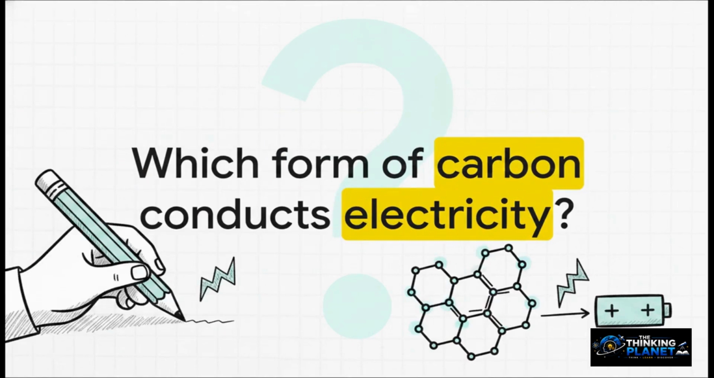Which nonmetal form of carbon is a surprising conductor of electricity? Remember our rule, nonmetals are usually insulators. But this specific item, you might literally be holding it in your hand to take notes right now. The answer is graphite. Carbon, in the form of graphite, conducts electricity beautifully.